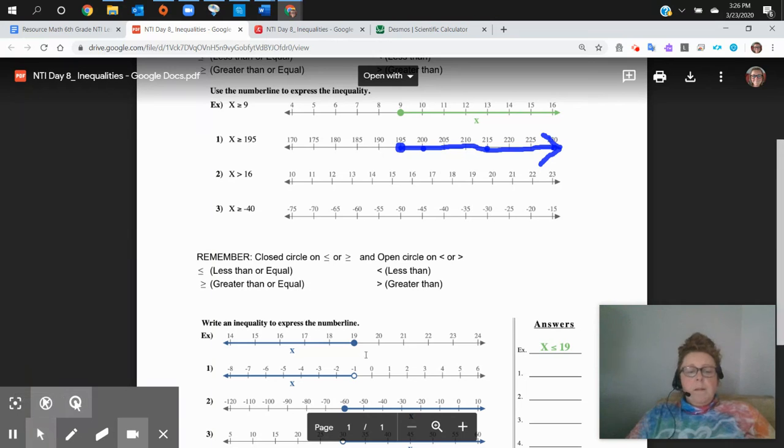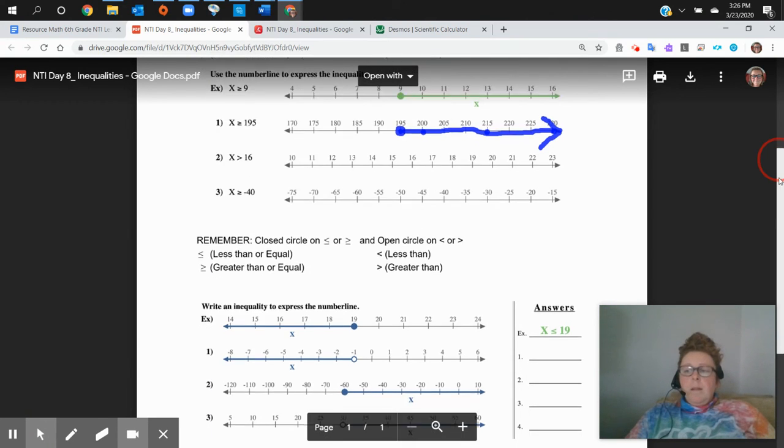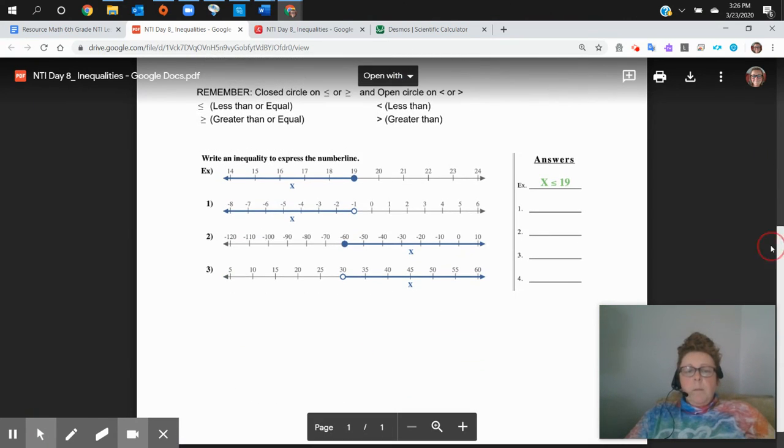Let's go ahead and go down to the bottom. The bottom is exactly what we did at the top, except it's backwards. So I'm going to draw in our reminders up here. Remember, if it has a line under it, it's going to be a closed dot. So these two symbols are going to have a closed dot, and these two symbols are going to have an open dot because they do not have a line underneath. So there's my open dots. In the example, 19 is right here.